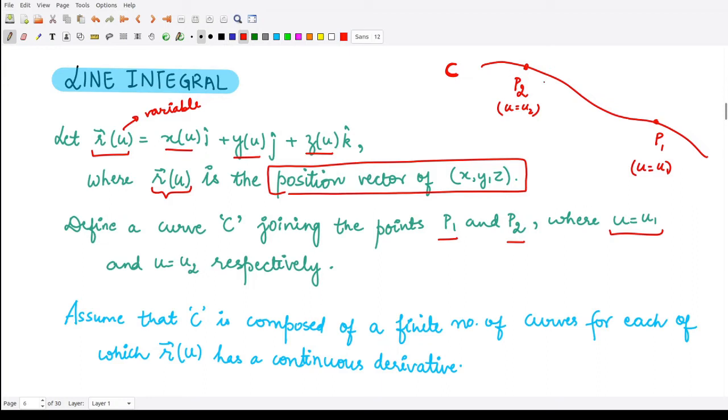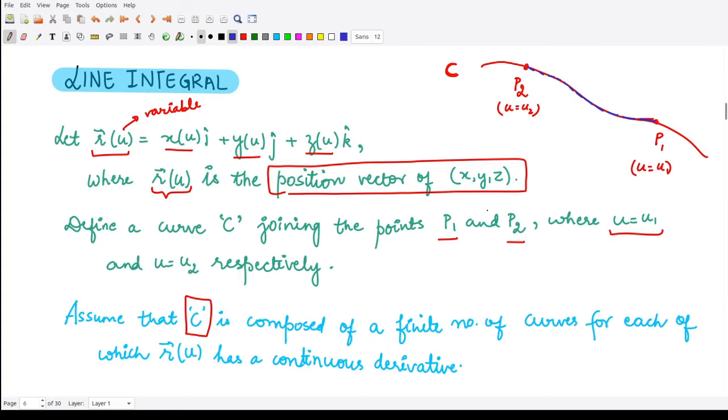Now this might not always be a straight line, so it could be anything. Assume that this curve C is composed of a finite number of curves for which r of u has a continuous derivative. I can draw it like this. It consists of small portions of curves which each have continuous derivatives. So at any point we do not find any kind of discontinuity here.